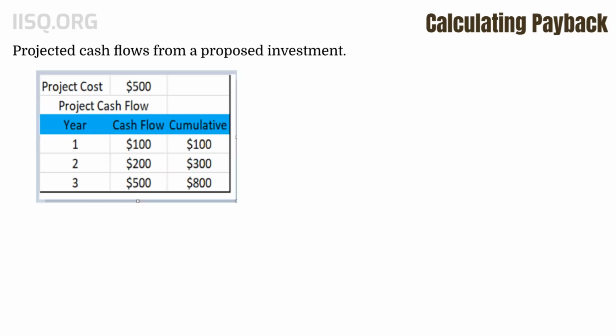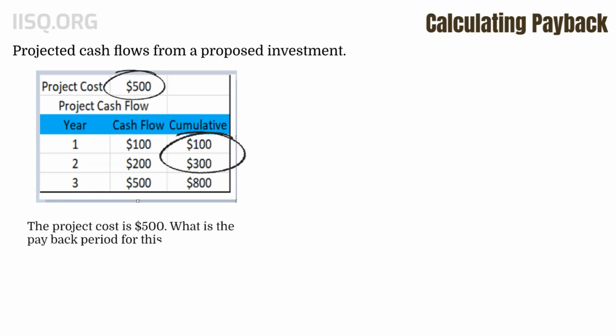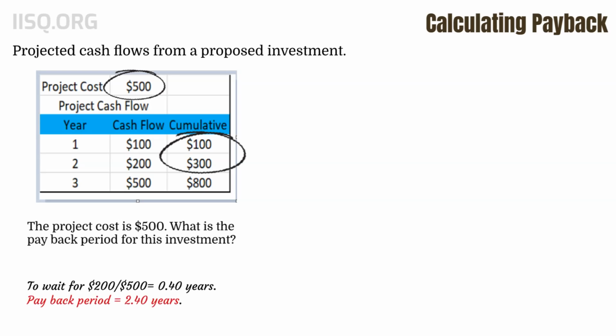Let us take another example. Here are the projected cash flows from a proposed investment. The project cost is $500. What is the payback period for this investment? Here, the initial cost is $500. The accumulated cash flow for the first 2 years is $300, and for the first 3 years is $800. Therefore, we need to recover $200 in the third year to break even. So we have to wait for $200 divided by $500 equals 0.40 years. So the payback period is 2.40 years.